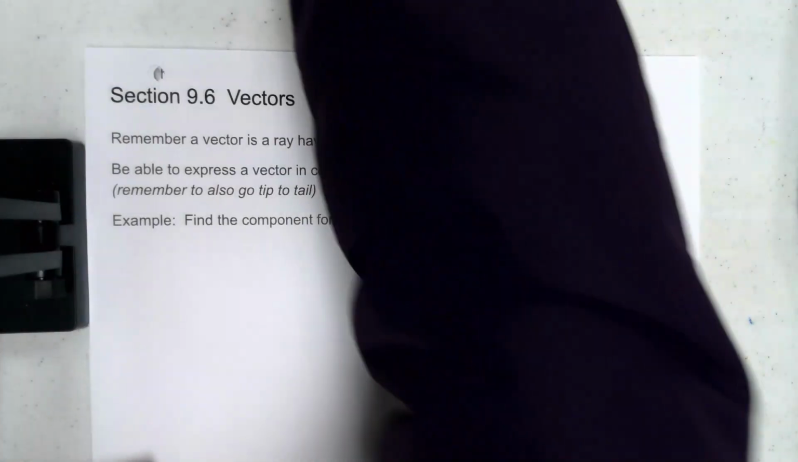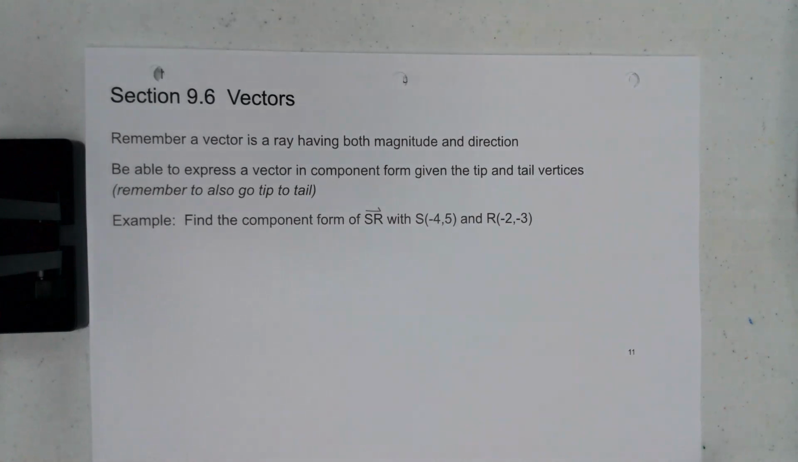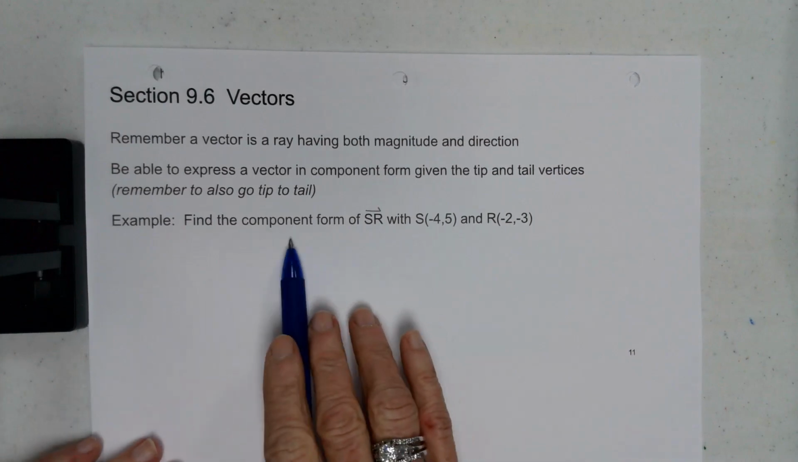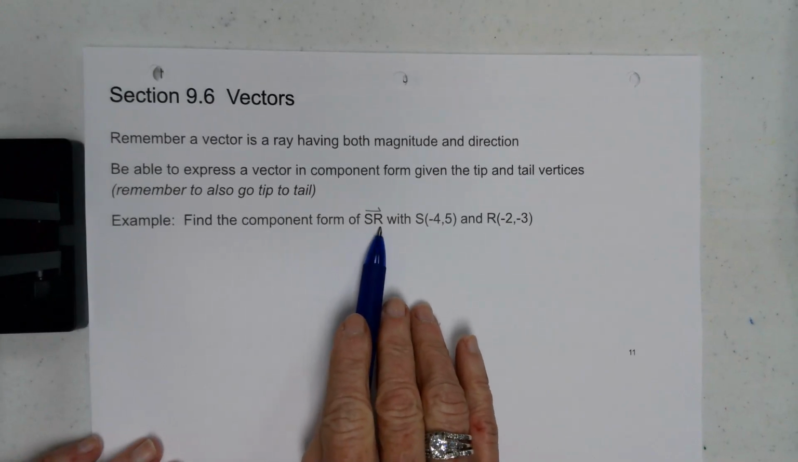All right, 9.6 has to do with vectors. Remember, a vector is an array that has both magnitude and direction. You have to be able to express a vector in component form, giving the tip and tail vertices. Remember, I always go tip to tail. That's very important. So I want the component form of vector SR.